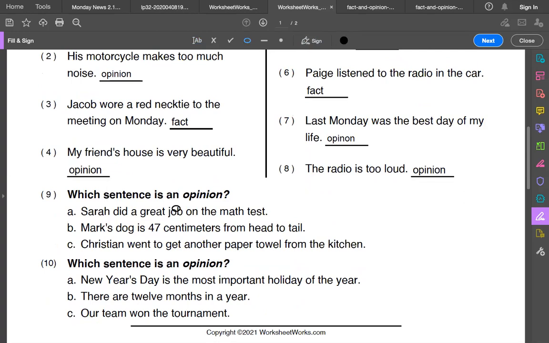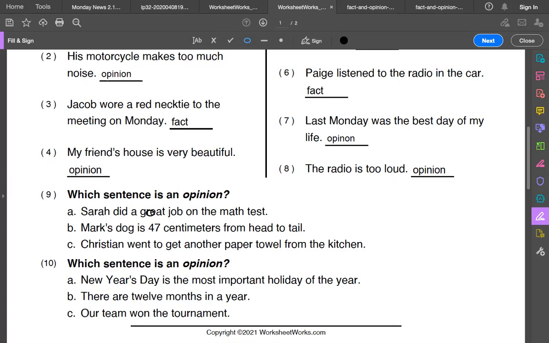Sarah did a great job on the math test. Mark's dog is 47 centimeters from head to tail. Christian went to get another paper towel from the kitchen. Which ones can we prove? B. We can definitely prove that the dog's 47 inches. Can we prove that he went to get a paper towel? Yes. Yes.